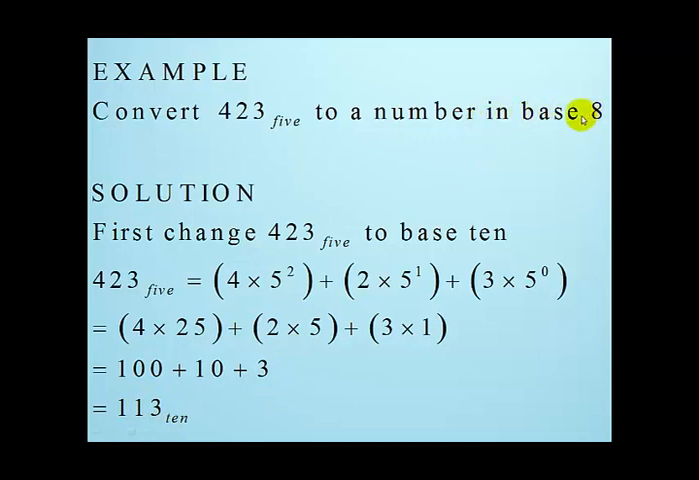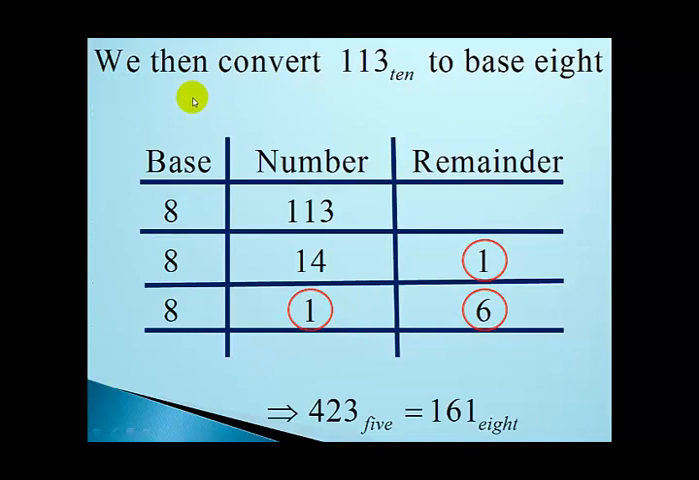So the first thing you have to do is to convert to base 10. After converting to base 10, then you convert to the required base, that is base 8. Now we convert 113 base 10 to base 8. In tabular form, we have the base, the number, and the remainder. Now the base is 8 and the number is 113. Now 113 divided by 8 equals 14, and the remainder is 1.